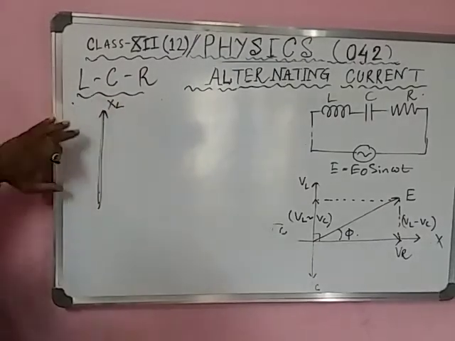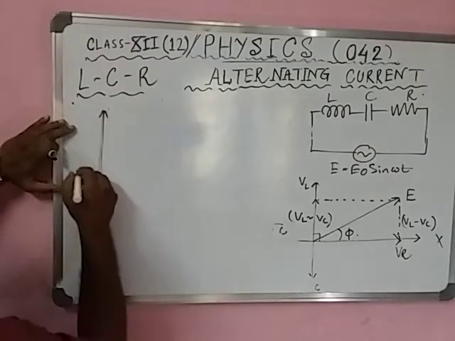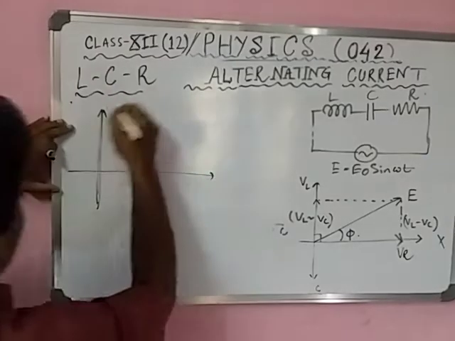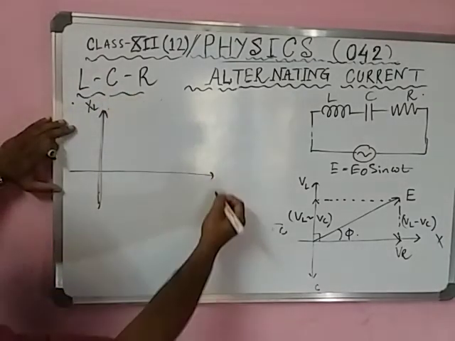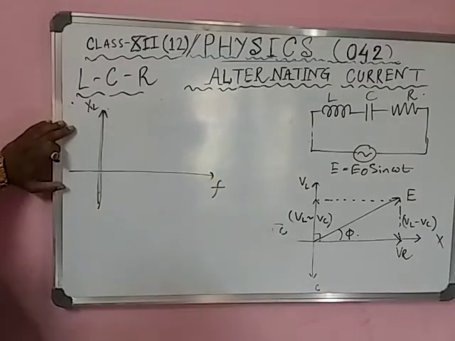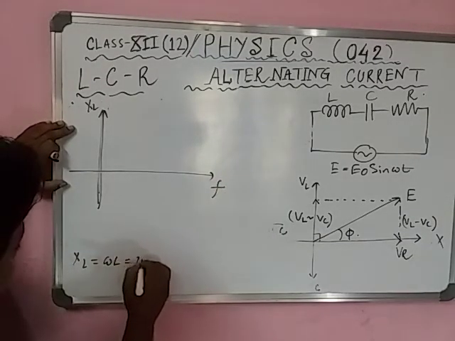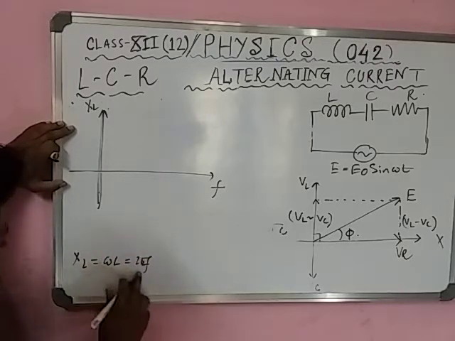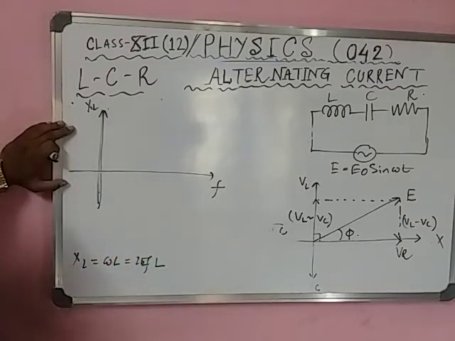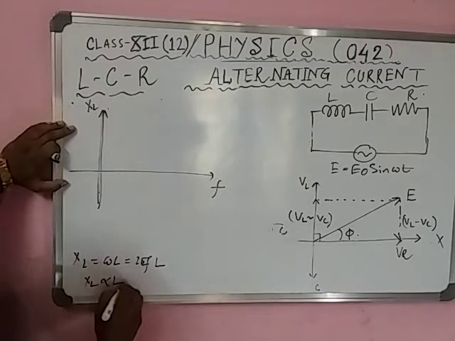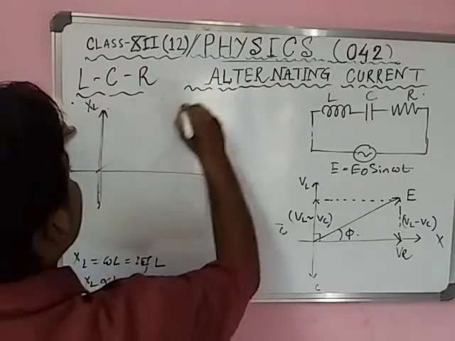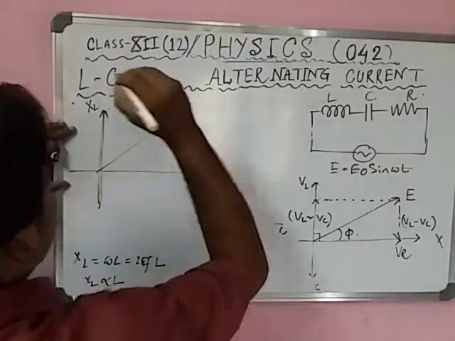Okay, this is X. Suppose we plot the graph of XL versus frequency. You know XL means omega L, which is 2 pi f into L. Am I right? So XL is directly proportional to f. Say yes. So the graph will be a straight line.